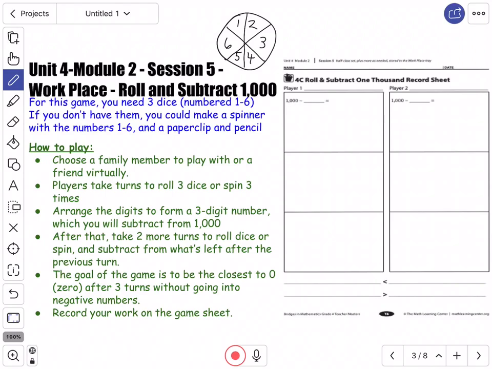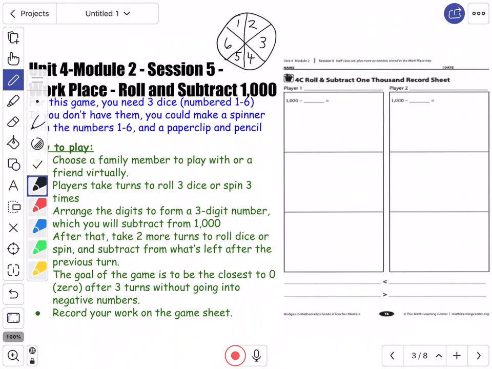So I do happen to have 3 dice here. So for this game, you do need 3 dice or, to spin, okay? And if you don't have them, like I said, you could do what I just showed you. So how you play the game is you choose a family member to play with or someone virtually. And players take turns rolling the 3 dice or spinning 3 times. So basically you're having to get a 3-digit number. And you're going to arrange the digits to form a 3-digit number that you can subtract from 1,000, okay?